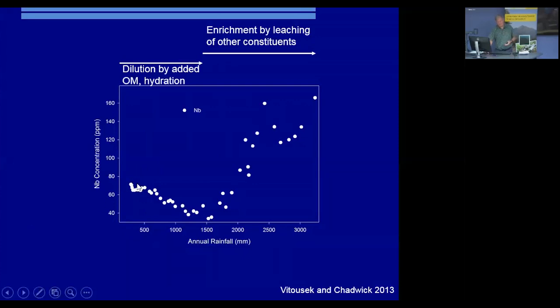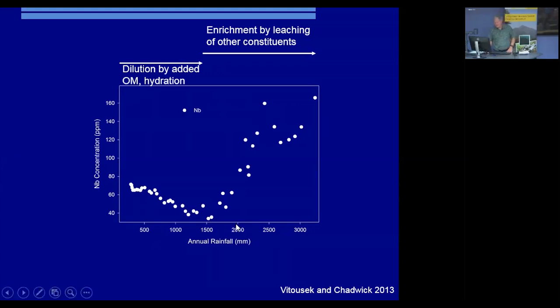And what we see is if you start out dry, niobium concentrations decrease, because as you go from very dry to intermediate rainfall, you add organic matter and you add water of hydration to the system. And those both have the effect of decreasing the concentration of niobium. The amount of niobium doesn't change, but the concentration goes down.